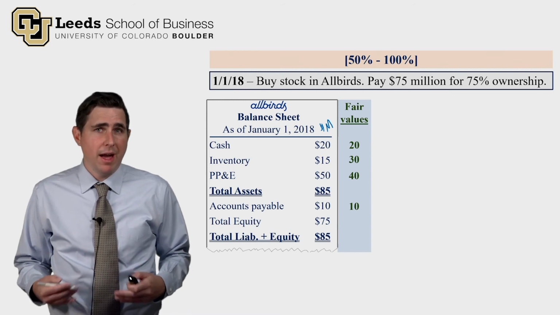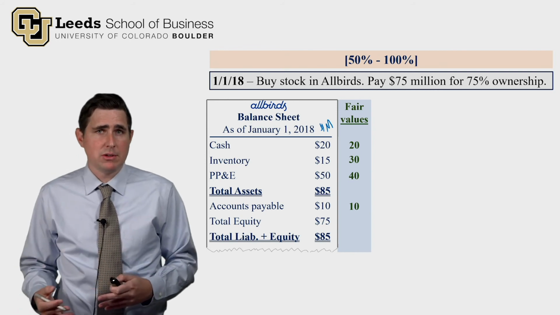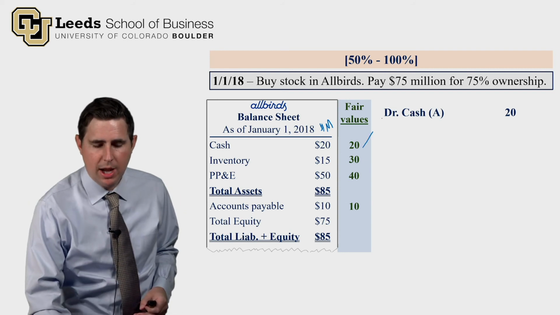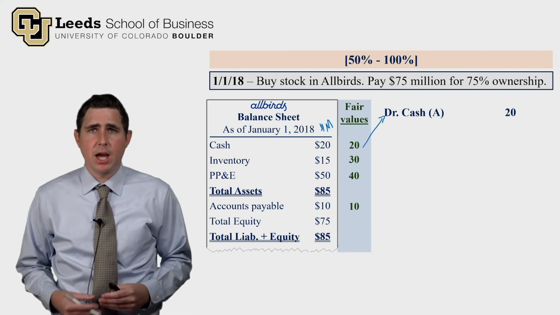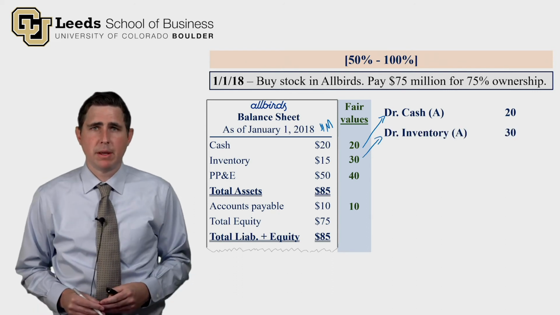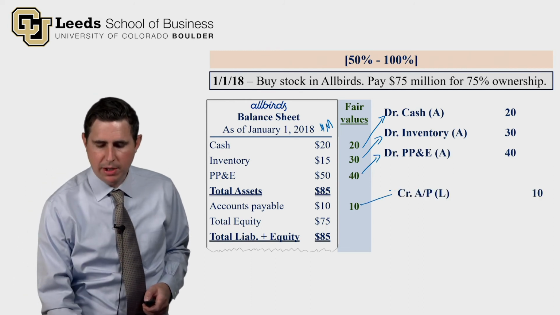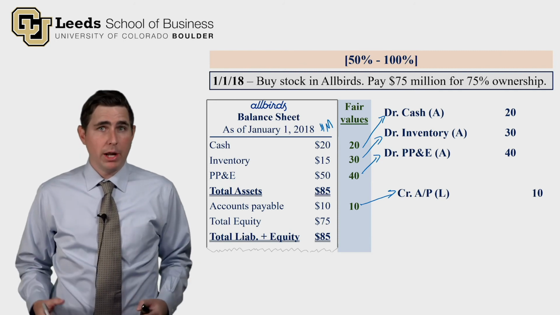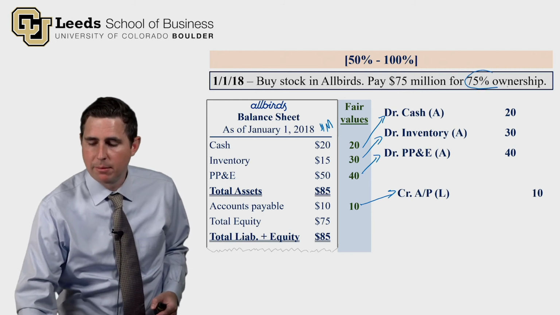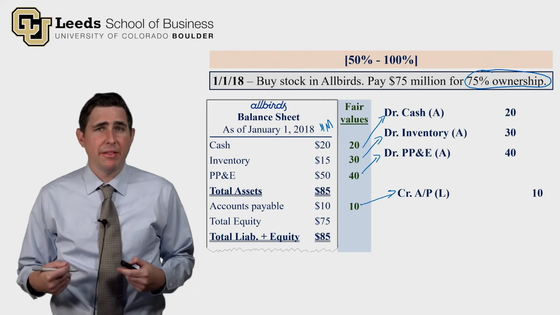And what we do here now is just put all of these assets and liabilities onto our balance sheet. This is called consolidating the assets and liabilities. So this $20 million in cash comes onto our balance sheet. We debit cash, $20 million. The $30 million in inventory comes onto our balance sheet. The $40 million of PP&E and the $10 million of accounts payable. Notice that we're recording 100% of all these balances, even though we only own 75% of them, we're consolidating them at 100%. And here's how we handle that fact.